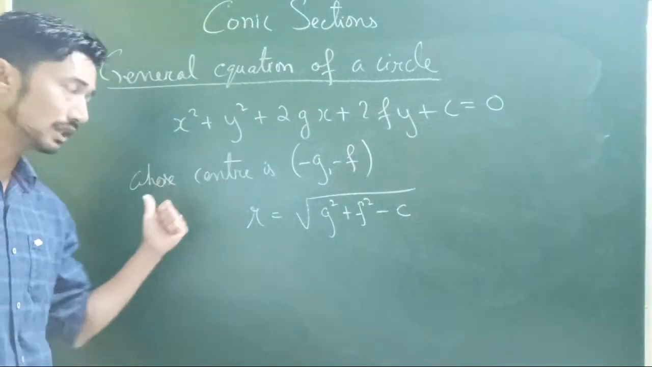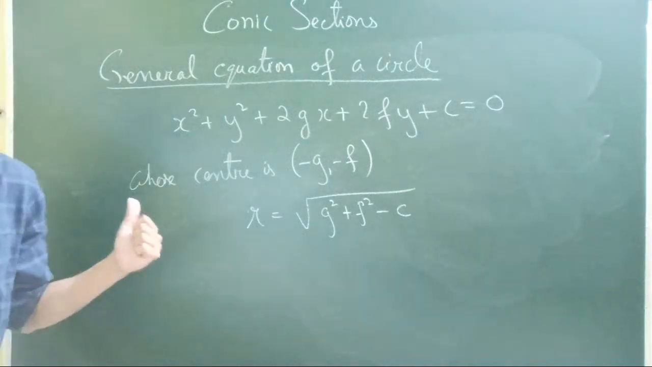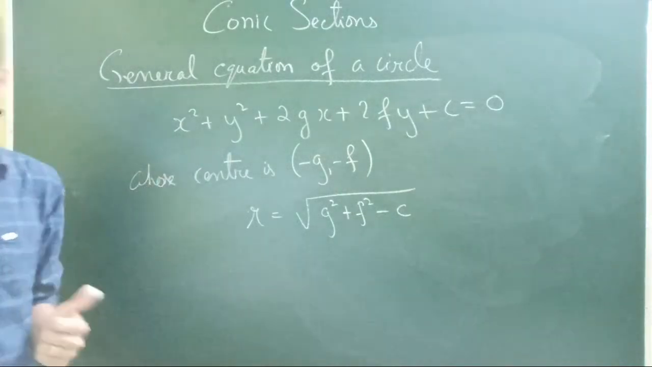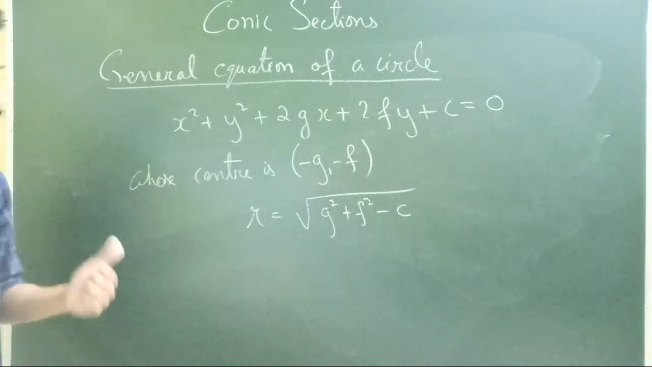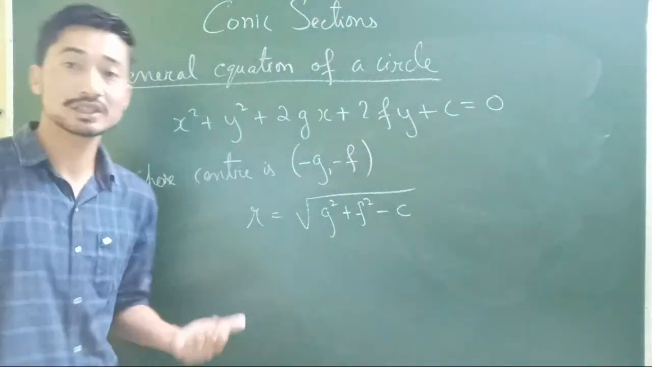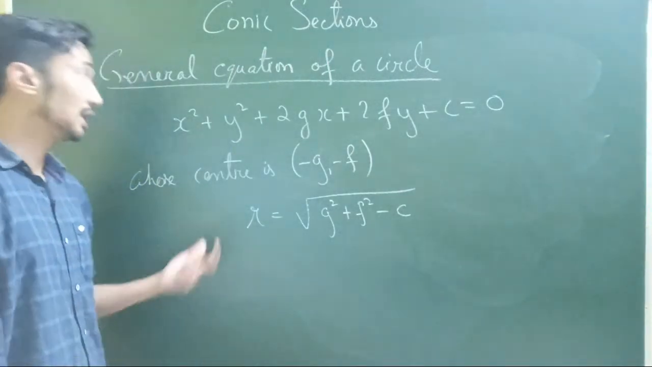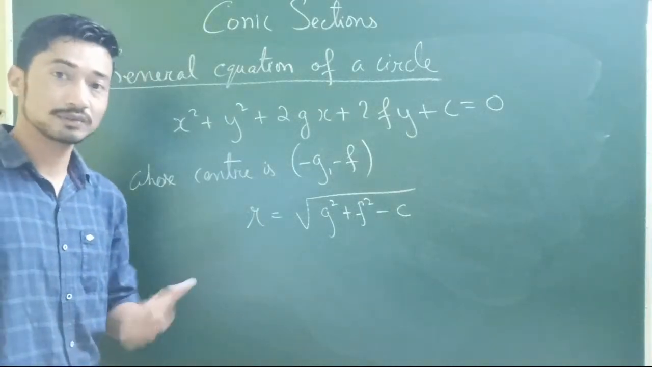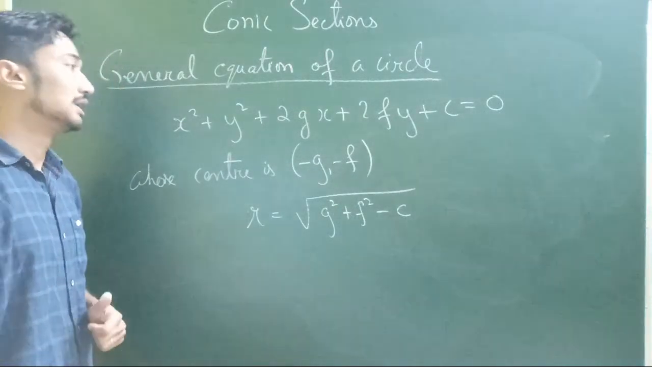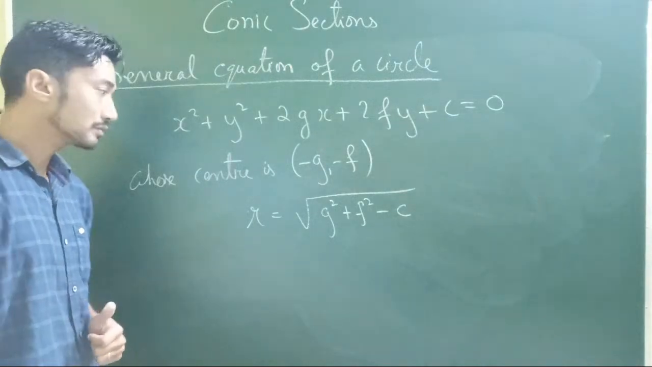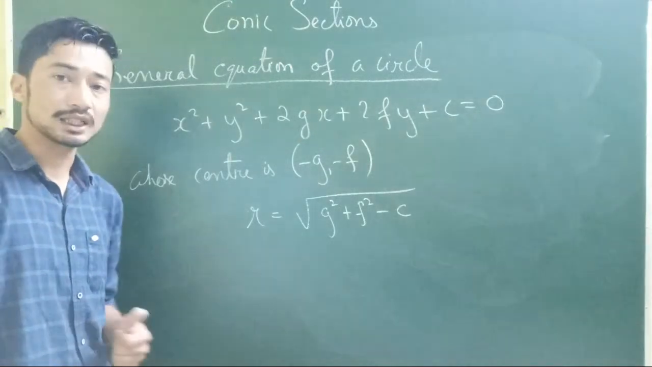Previously, we learned the standard form of the equation of a circle. This is the general form of the equation of a circle. I'll tell you exactly what the difference is. There's not much difference, so don't be confused about what the standard form is and what the general form is. It's not confusing at all. But please write it down. After that, I'll tell you the difference.